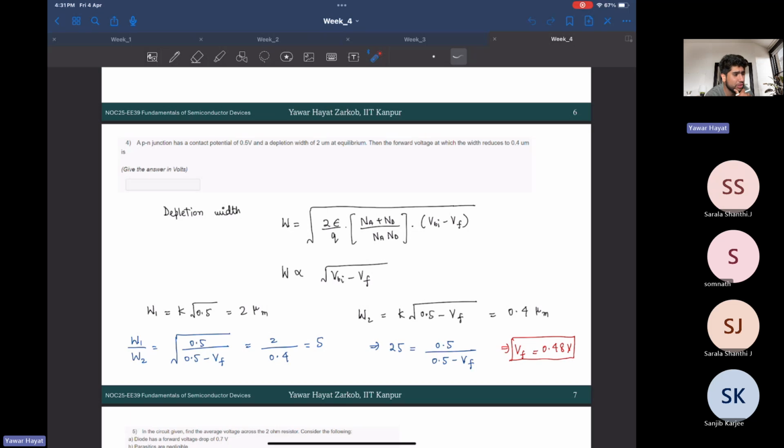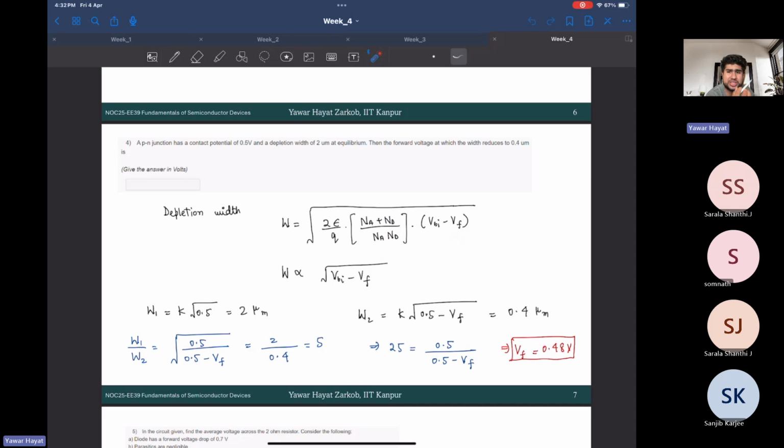And question number four: a PN junction has a contact potential of 0.5 volt and a depletion width of 2 micrometer at equilibrium. What then is the forward voltage at which the width reduces to 0.4 micrometer? Okay, this is the equation of depletion width under a bias. I'm using a bias of VF, right?